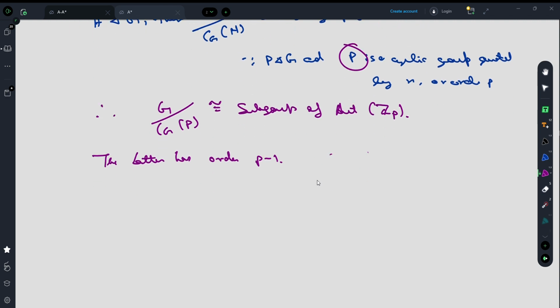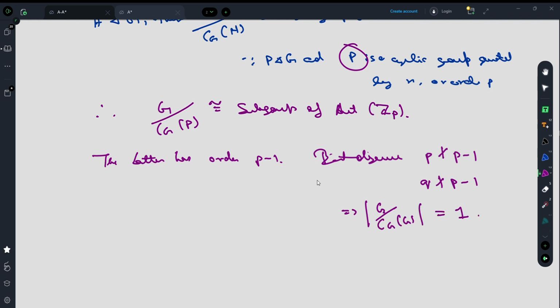Then by Lagrange's, I actually want to say something more. If these two are isomorphic, then, but observe, P doesn't divide P minus 1. That's trivial, and Q also does not divide P minus 1. This is something we checked, right? From the observations.